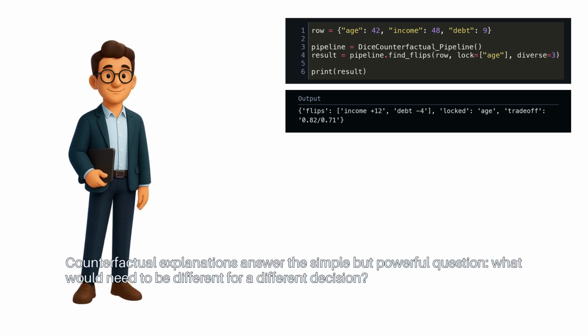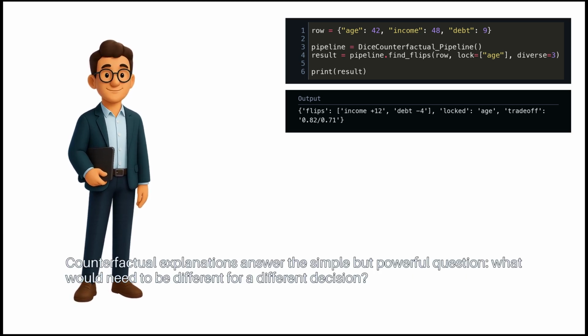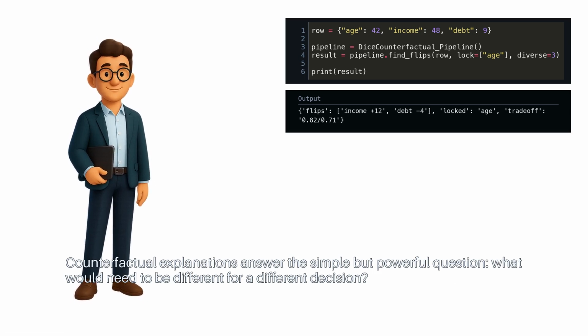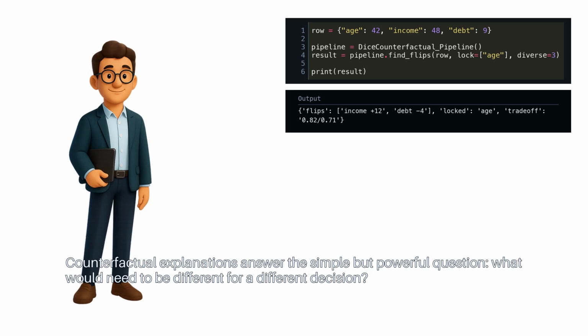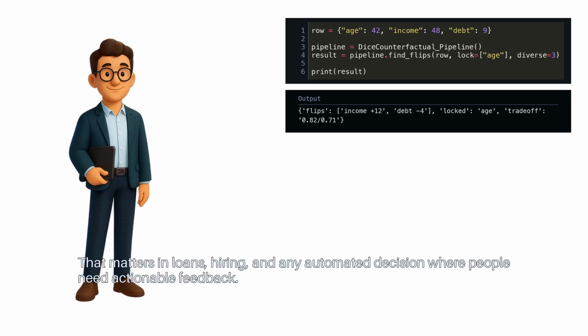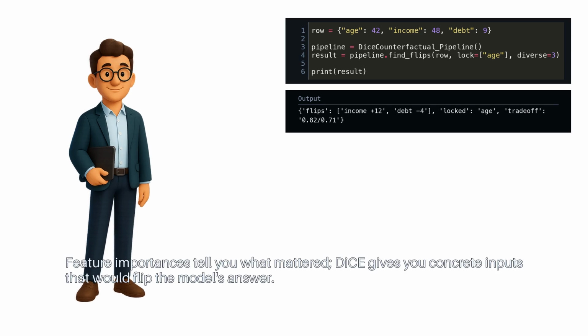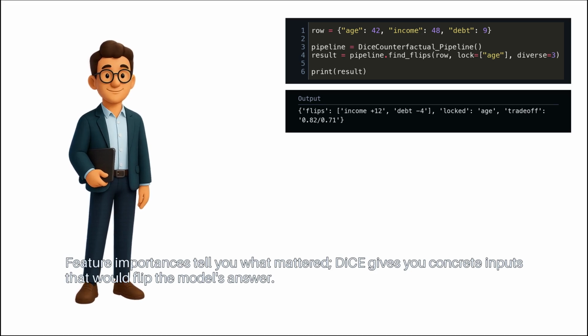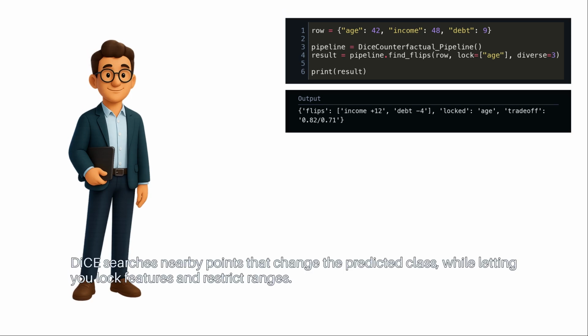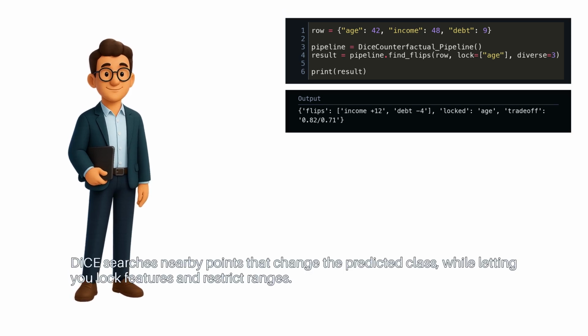Counterfactual explanations answer the simple but powerful question: what would need to be different for a different decision? That matters in loans, hiring, and any automated decision where people need actionable feedback. Feature importances tell you what mattered. DiCE gives you concrete inputs that would flip the model's answer. DiCE searches nearby points that change the predicted class while letting you lock features and restrict ranges.